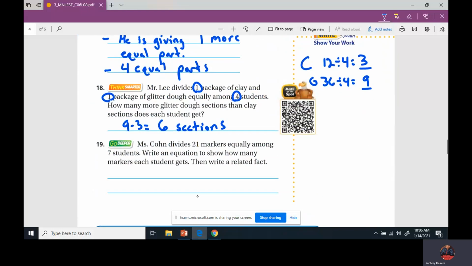Mr. Cohen divides 21 markers equally among 7 students. Write an equation to show how many markers each student gets, then write the facts. So this is simple. 21 divided by 7, and we know that equals 3. And a related fact to that, we only have to write 1. Let's do 7 times 3, which equals 21. We only got to write an equation.